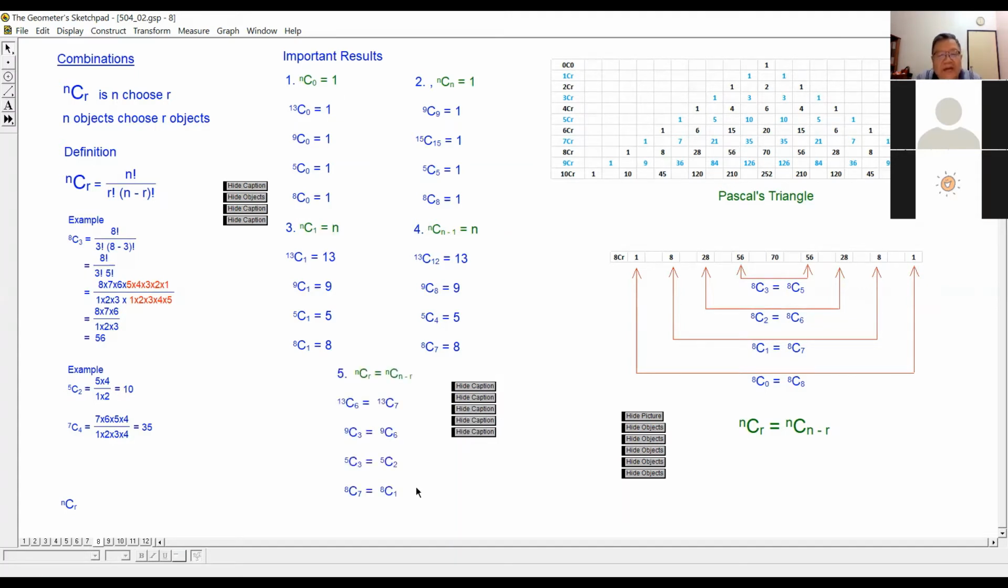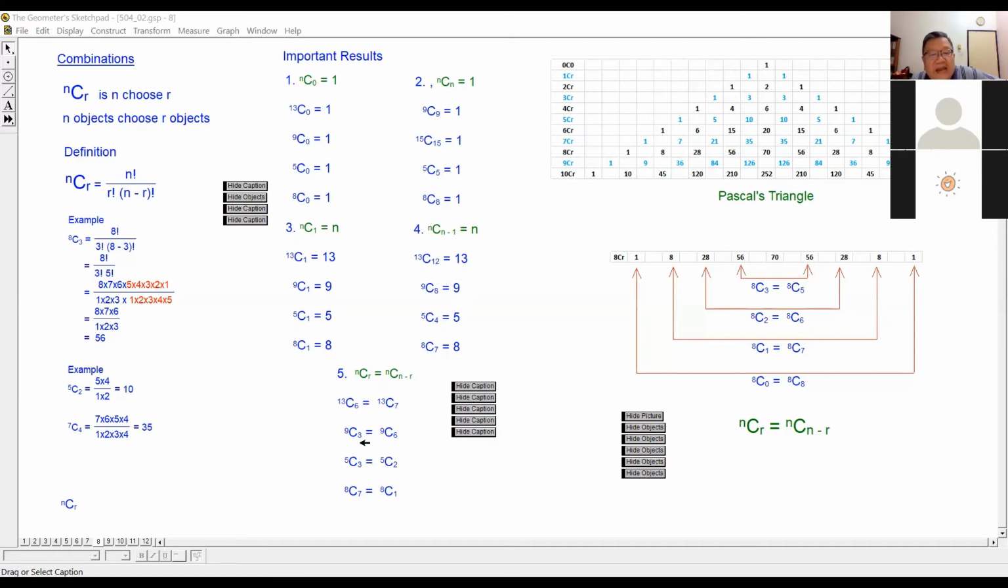This important result says that nCr is the same as nC(n minus r). Let's take 13C6. What is this equal to? So you take 13 minus 6. 13 minus 6 is how many? 7, correct. So it's the same as 13C7. So 13C6 is the same as 13C7.